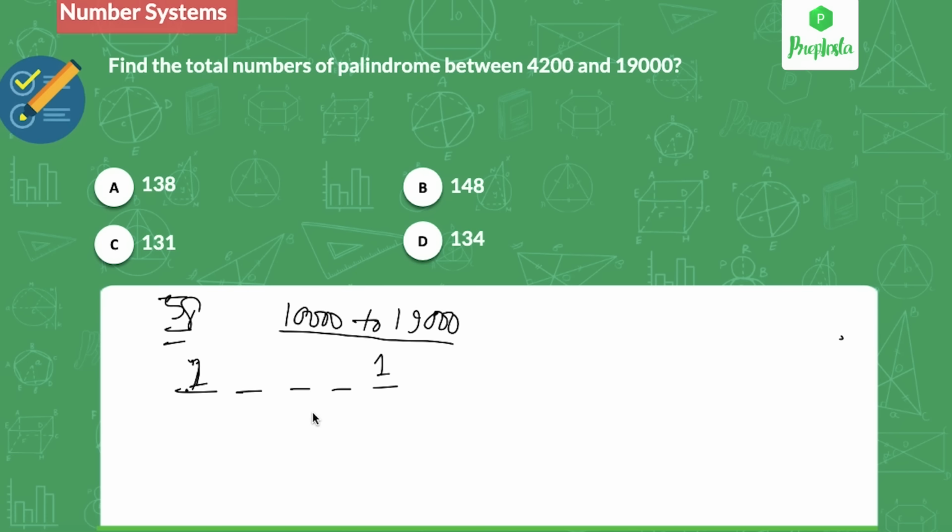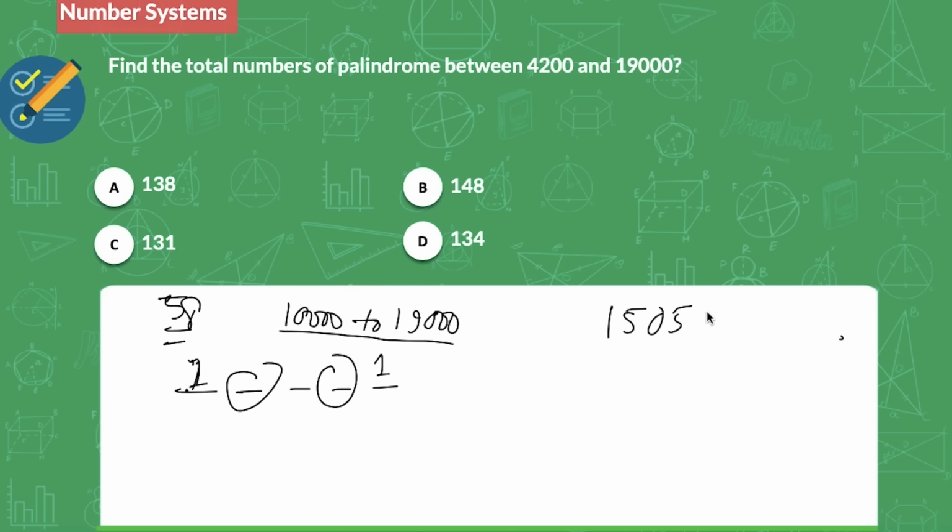Now, for a number to be a palindrome, the second and fourth numbers should be the same. Only if these are the same, this is a palindrome. So for example, let's say 15051. This is a palindrome, right? So this and this position are the same.